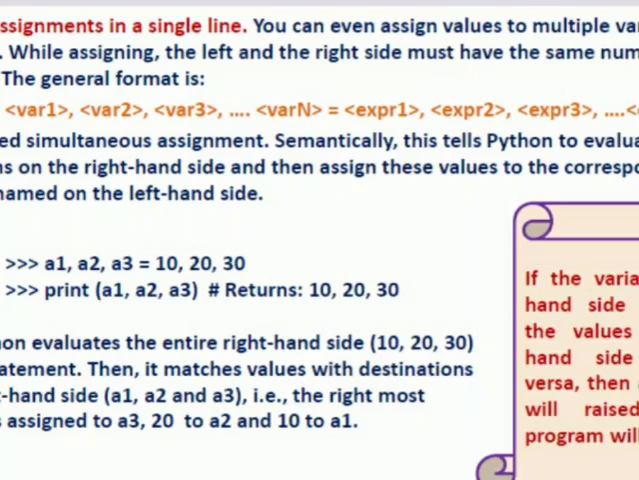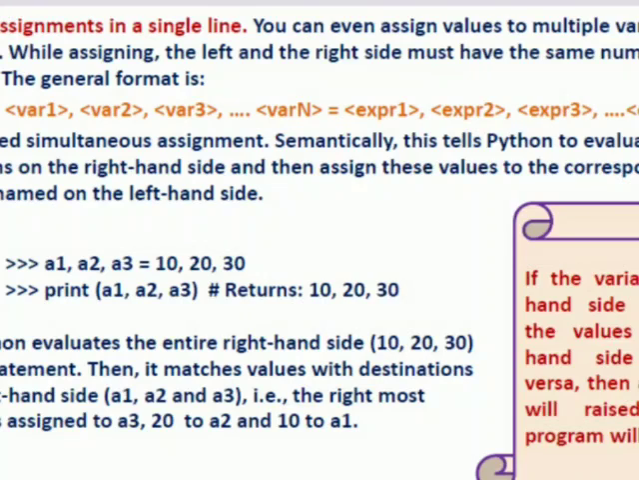Let us understand this with the help of an example. Suppose we have 3 variables A1, A2 and A3. In A1, I want to assign 10, in A2, 20 and in A3, 30. Generally, what do we write? A1 is equal to 10, A2 is equal to 20 and A3 is equal to 30. 3 separate statements are supposed to be written in other languages. But Python supports multiple assignments in a single line.